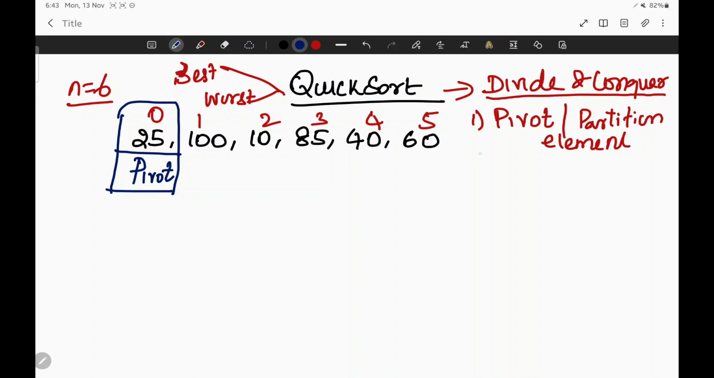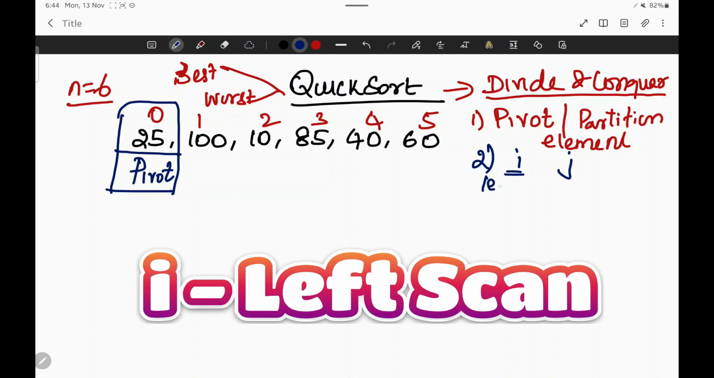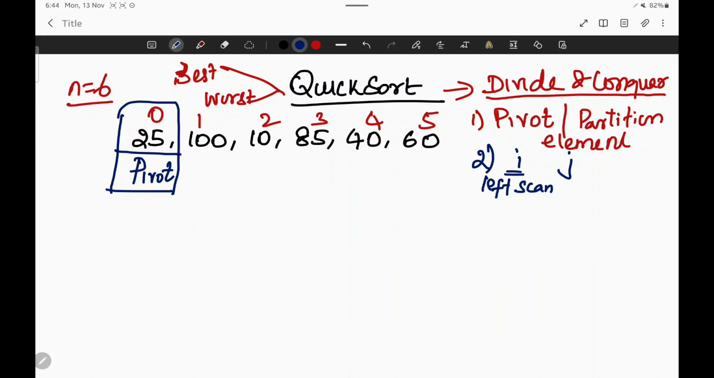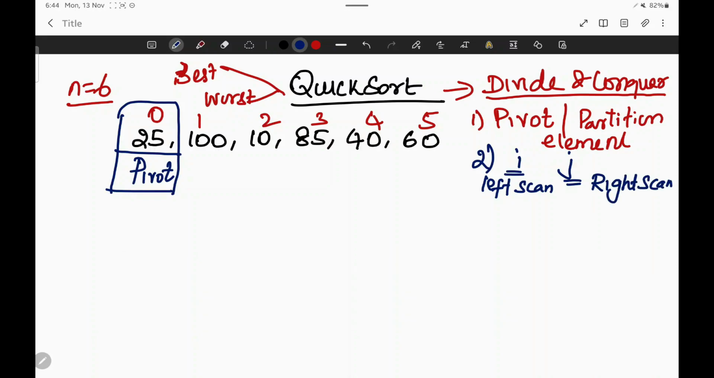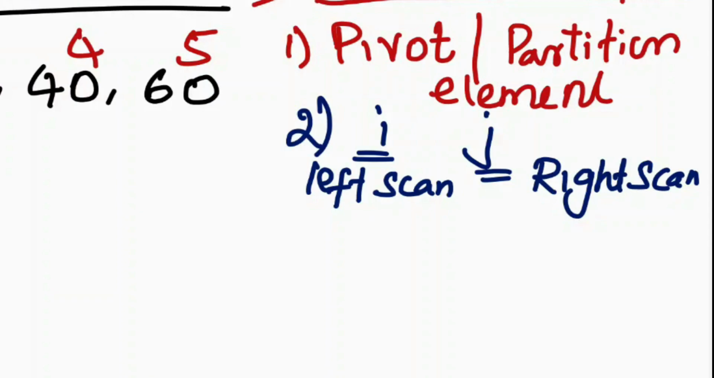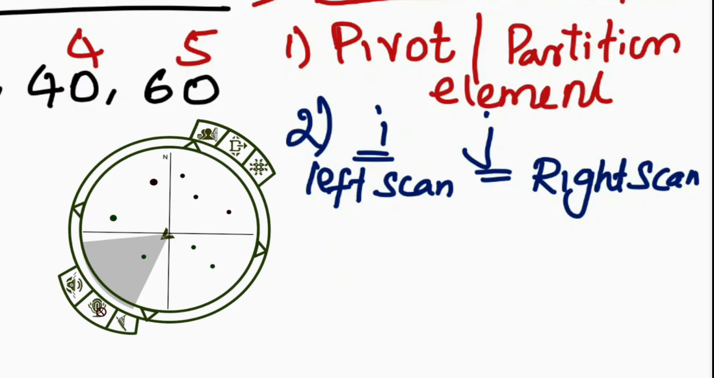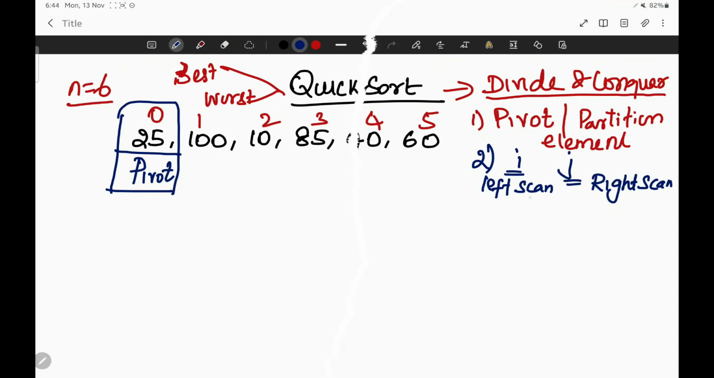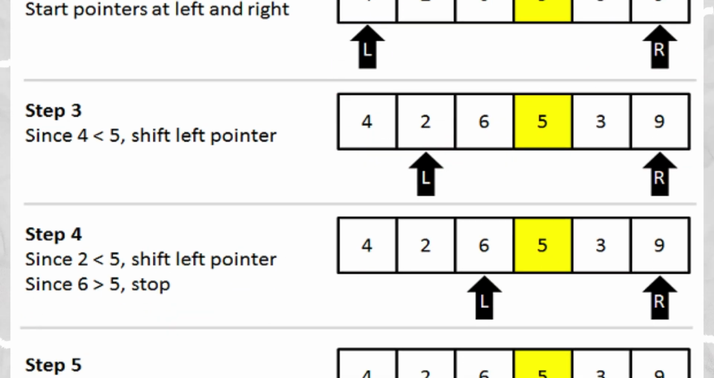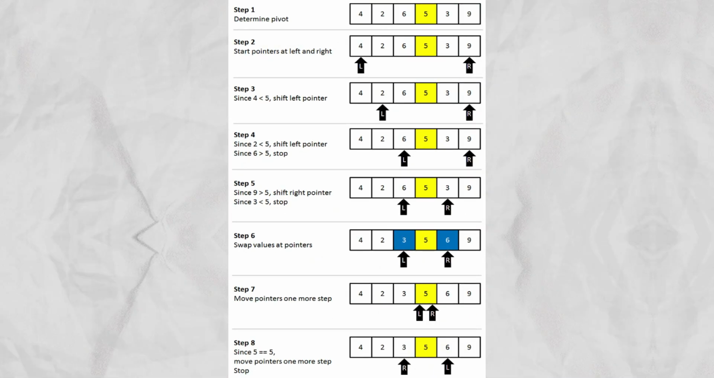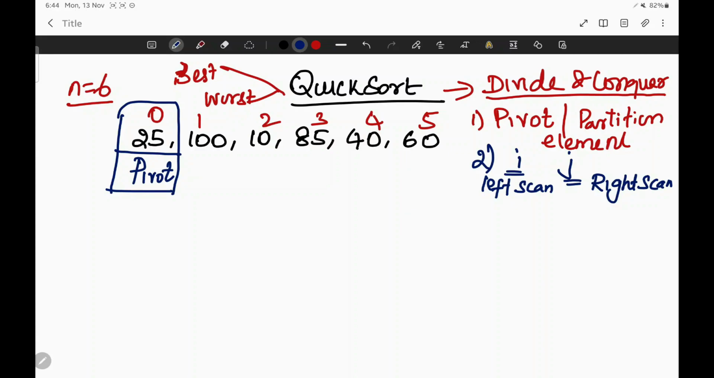We shall move on to the next step: i and j. i is the left scan and j is the right scan. One full scan, a left scan and a right scan, we have to do for each cycle. Then we have to check the proper conditions, one for the left scan and one for the right scan. This is the second step involved in quick sort.